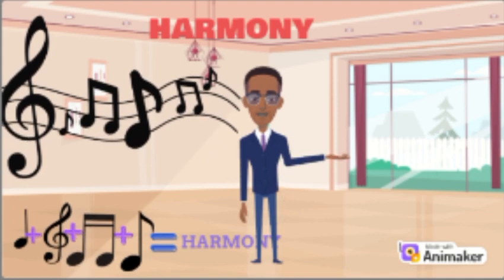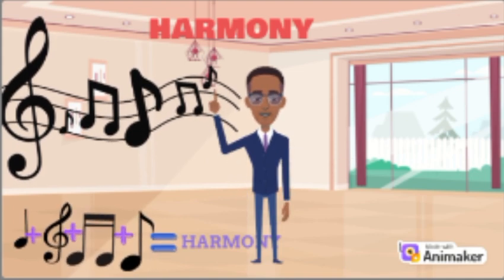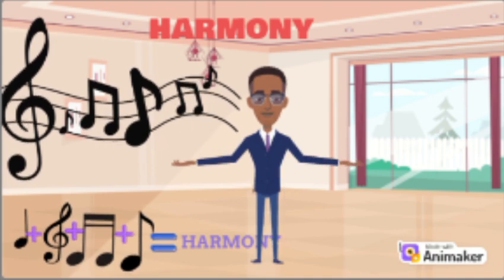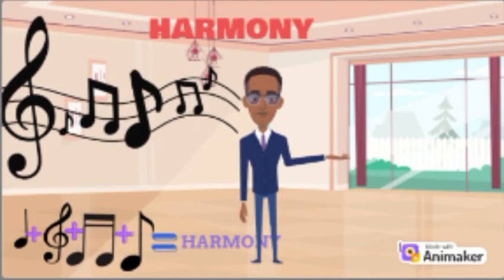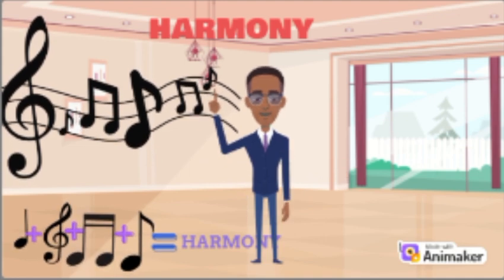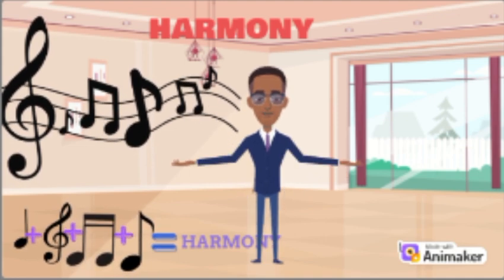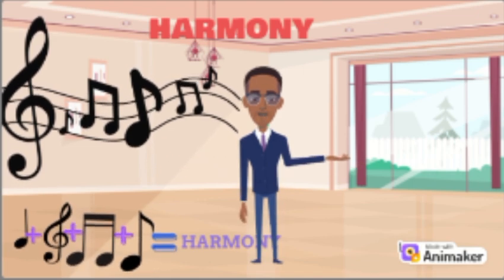In summary, each of these elements, pitch, rhythm, dynamics, tempo, timbre, texture, form, and harmony, plays a crucial role in shaping music. They come together to create songs that are captivating, expressive, and enjoyable. By understanding these elements, you'll start to appreciate the complexity and beauty of music even more.